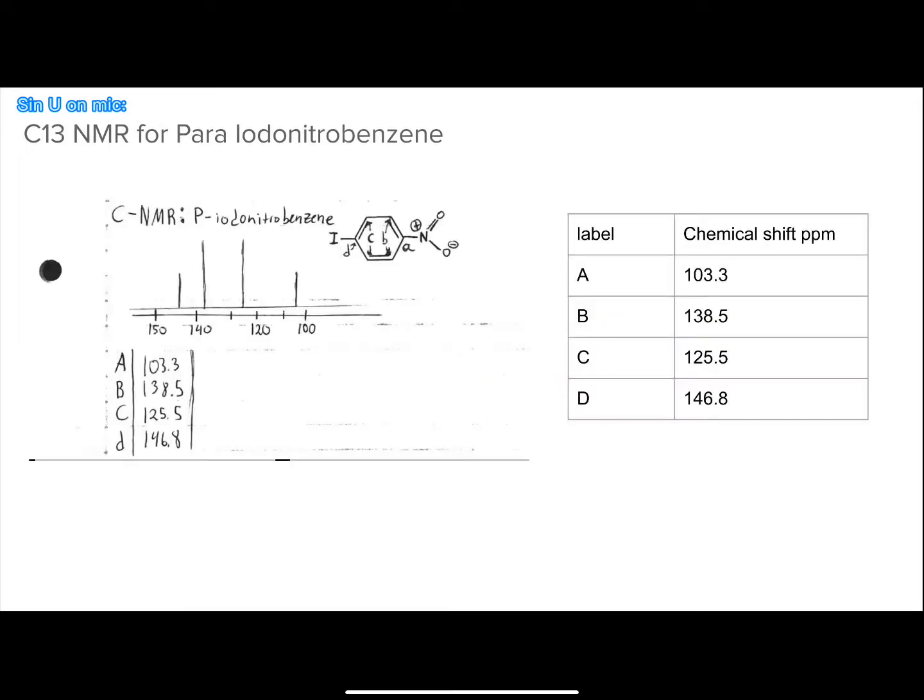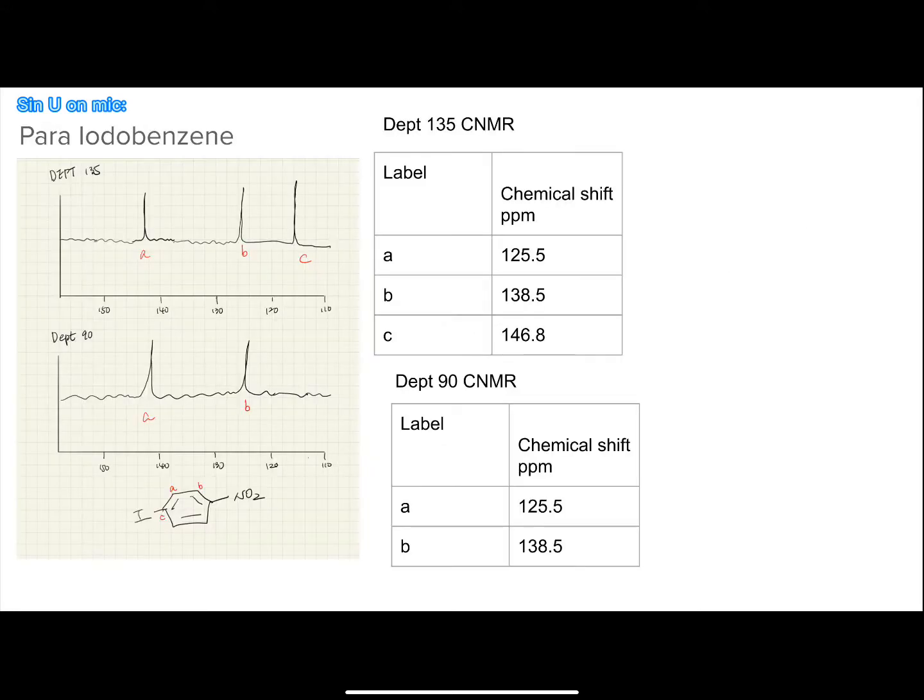For C13 NMR, we see 5 peaks, which represents all the carbons on the benzene ring, and B and C are symmetrical. For the DEPT 135 CNMR, we see A, B, C, 3 peaks. And comparing with the DEPT 90 CNMR, we see only 2 peaks, which are A and B, which shows that A and B are the carbons that are symmetrical and have a CH bond.